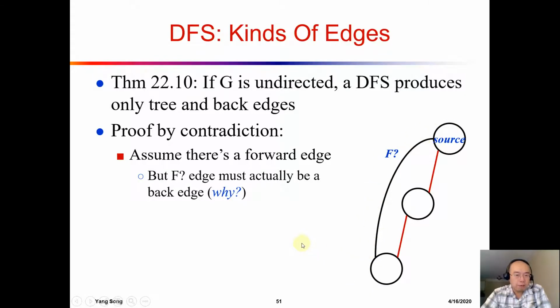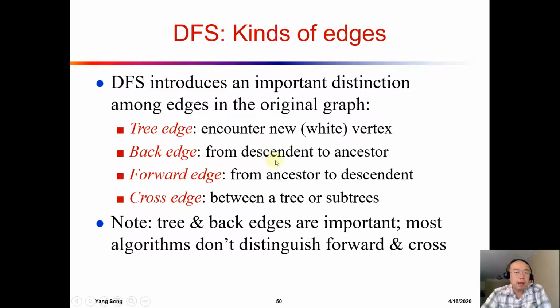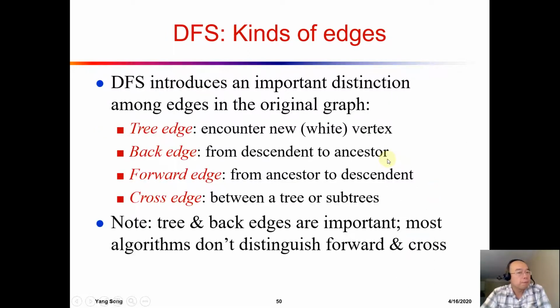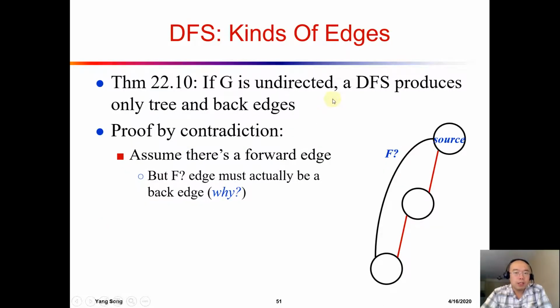But if that is a forward edge, this is also a black edge, which is the descendant to the ancestor. So for this one, is this a forward edge? No, because we will take that as a black edge. So the theorem says there shouldn't be any forward edge or cross edge available if you're doing the DFS in an undirected graph. We wanted to give a counterexample, but we failed because this won't be taken as a forward edge. It will be taken as a black edge.